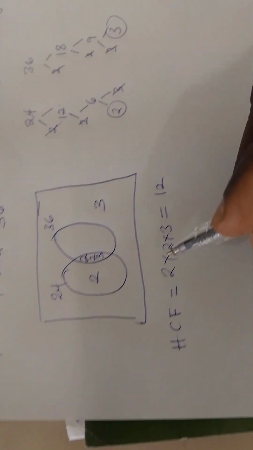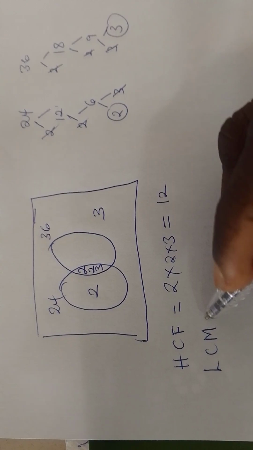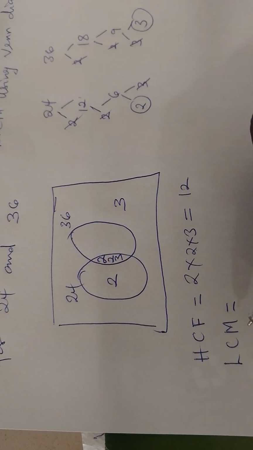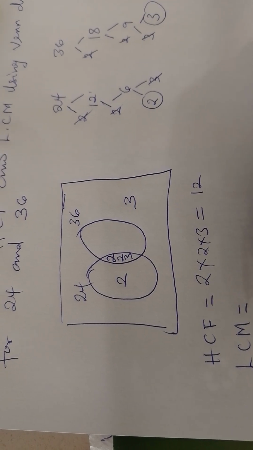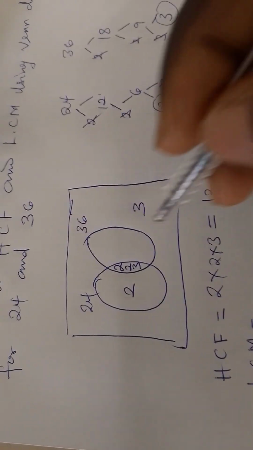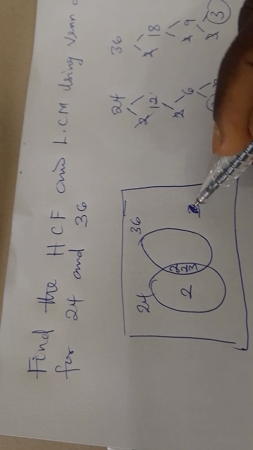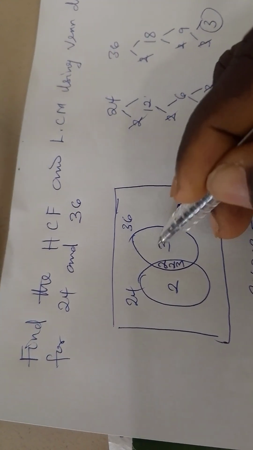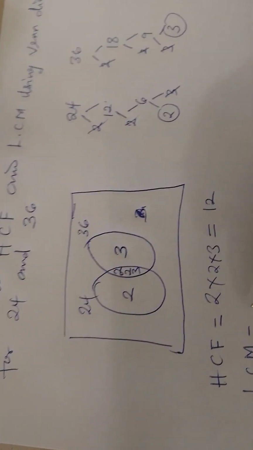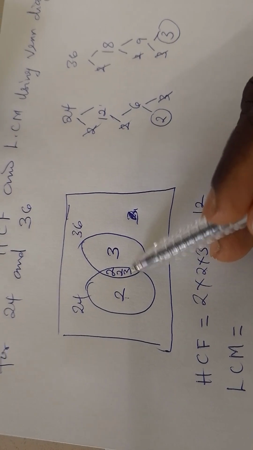So how can I find the lowest common multiple? To find the lowest common multiple using a Venn diagram is also very simple. So what I'm going to do now is multiply everything. Sorry, this 3 is not supposed to be here. This is a mistake. The 3 is supposed to be here. That's a mistake from my end. Sorry. So the lowest common multiple will be 2 times 2 times 2 times 3 times 3.